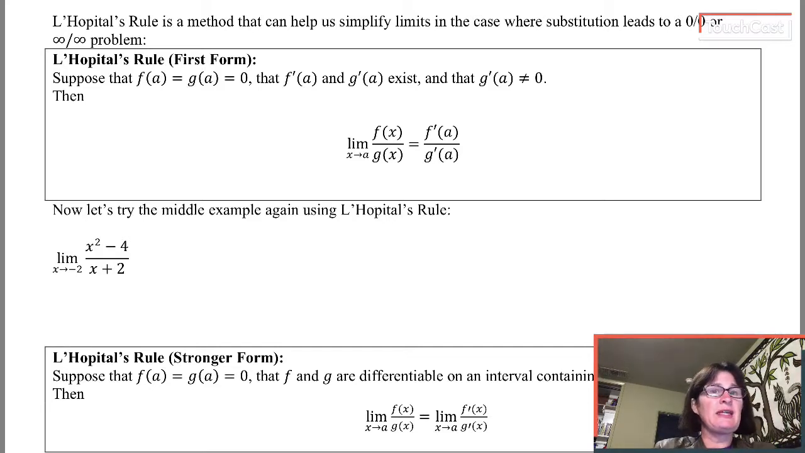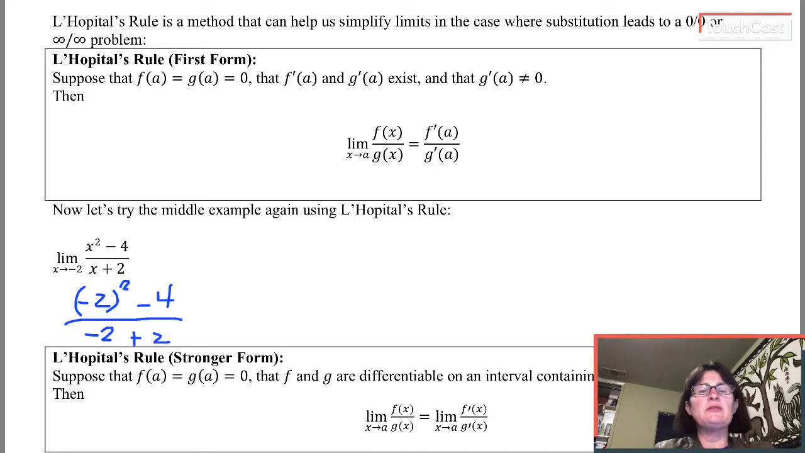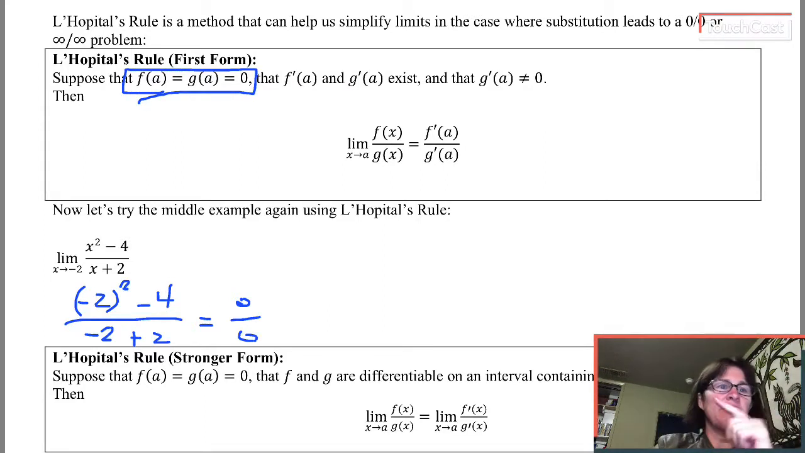When we tried substituting in -2, get the whiteboard up. So this is just us checking. If I replace x with -2, I'm going to get -2 squared minus 4 over -2 plus 2. And that does in fact make 0 over 0. So notice that we can only try this if plugging in gives us 0 divided by 0. Since that worked, and I can look at both the numerator and denominator functions and tell that their derivatives would exist, I'm going to evaluate a new problem.